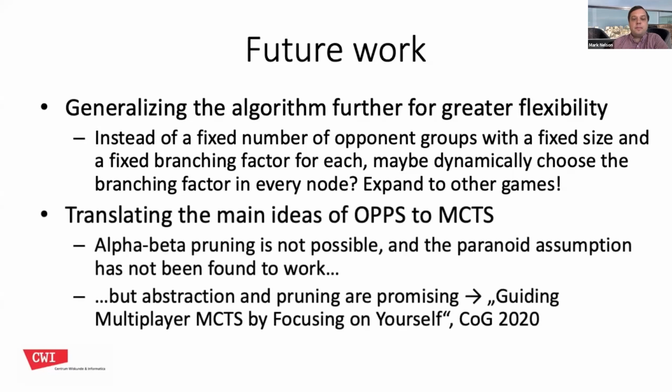And second, the idea of abstracting away some of your opponents or some of their move choices in order to be able to focus more on your own planning is also promising to explore more deeply in the context of the Monte Carlo tree search framework instead of the Minimax framework. In MCTS, for example, alpha-beta style pruning is not possible, and the paranoid assumption has not been shown to work yet, but abstraction and pruning or unpruning of moves have been studied in some depth.